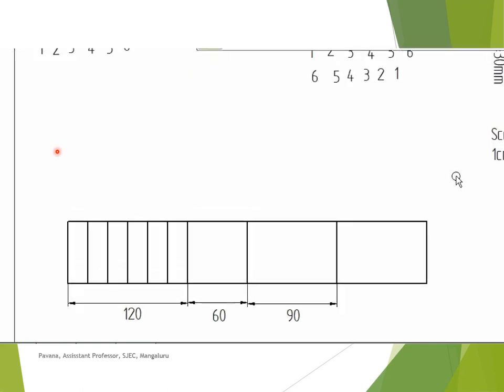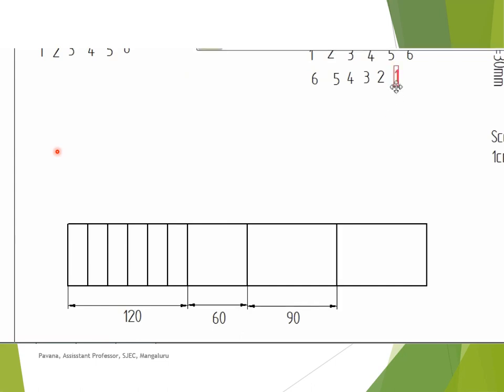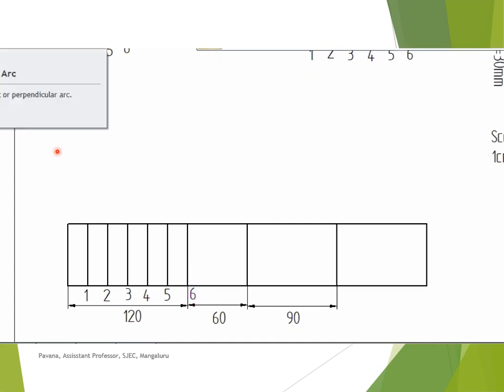So name that accordingly: 1, 2, 3, 4. You can start from 0 also. So first one is 1, next 2, next 3, 4, 5 and 6. You can divide into 8 parts, 10, 12. There is no restriction for that. If you divide into more parts, you will get a more accurate profile. That's it. So make a habit of dividing into a minimum of 6 parts.